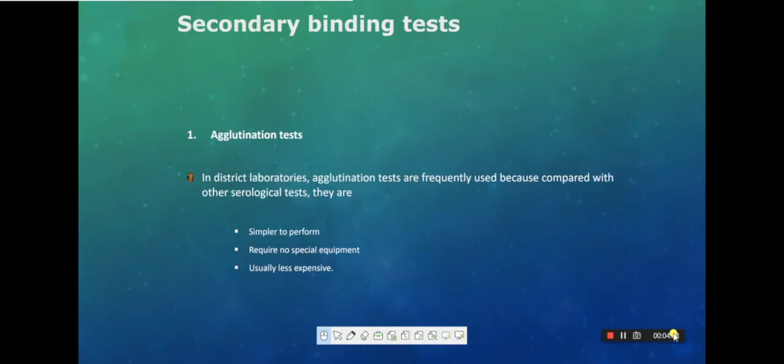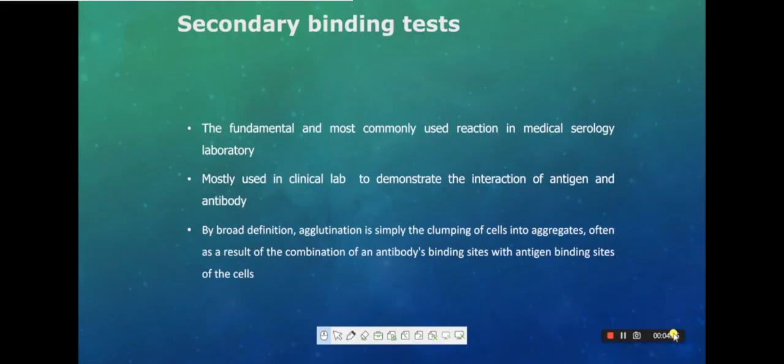The first such secondary binding test is the agglutination test. Agglutination tests are frequently used in the laboratory because, if we compare these with the other serological tests, these are simpler to perform, they require no specific equipment, and they are usually less expensive, right? So what is the principle of these agglutination tests?